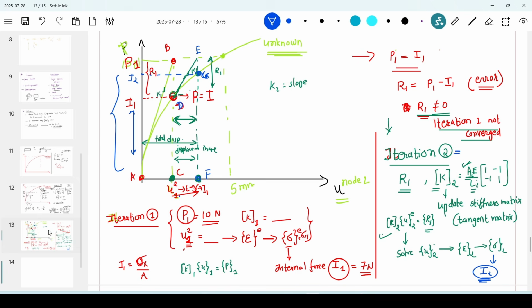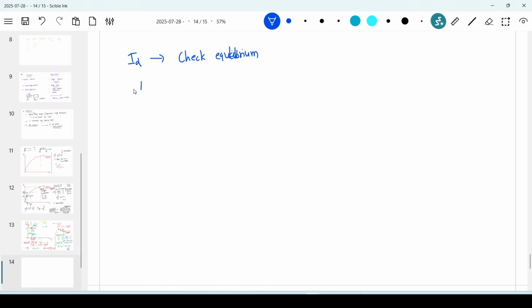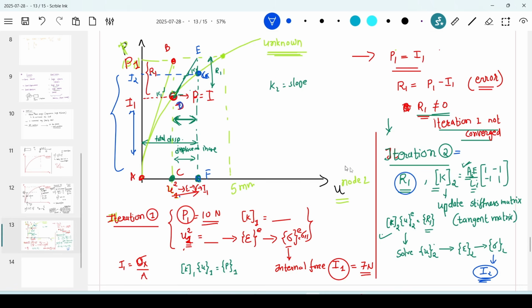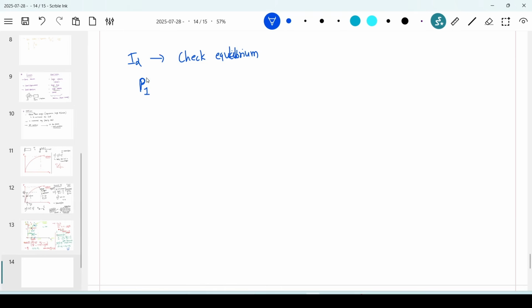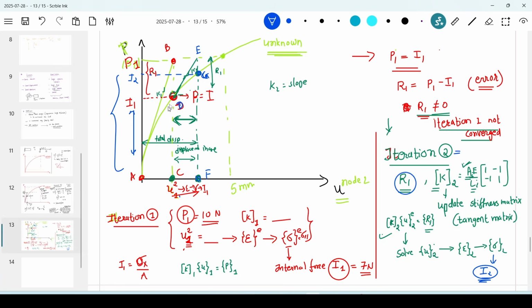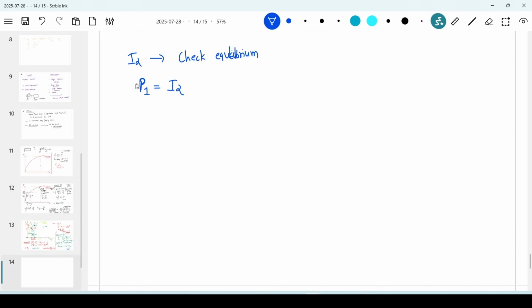We know the external force, now you have to compare. Here we have used R1, but when we check the equilibrium, we have to see P1, because the total external force applied is P1. For this iteration it is R1, in order to find the displacement increment. But when we check the equilibrium, P1 should be equal to I2, because we have applied total P1.